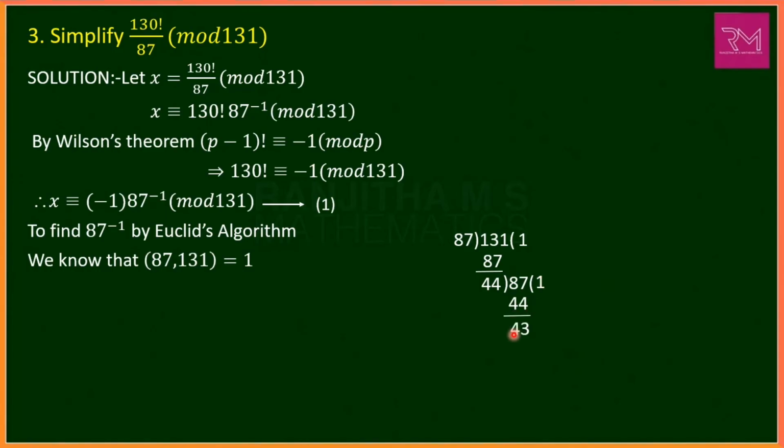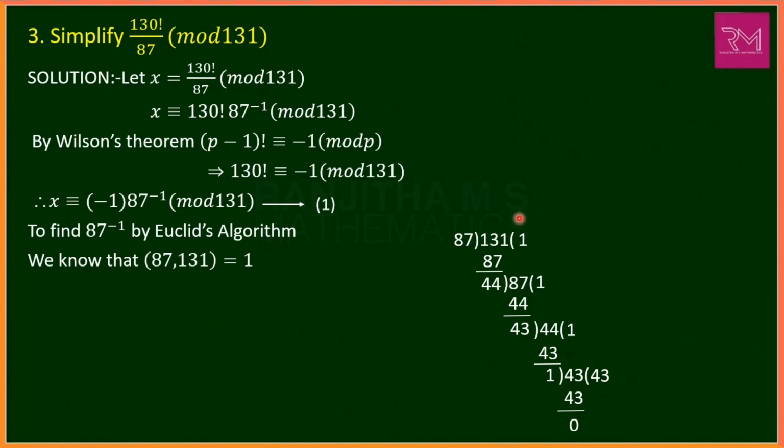Next step, we subtract 44 from 87, we get 43. Similarly, we divide 44 by 43, we get 43 into 1 as 43. Remainder is 1 here. Next step, we divide 43 by 1, we get 1 into 43 as 43. Therefore 43 minus 43 is 0. We have to stop here.